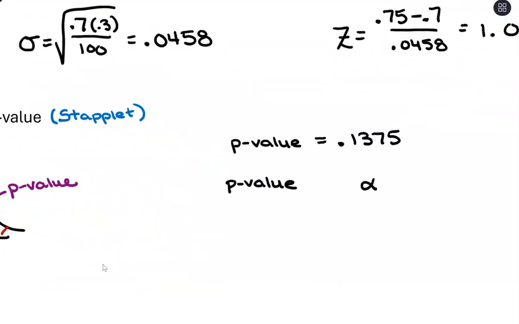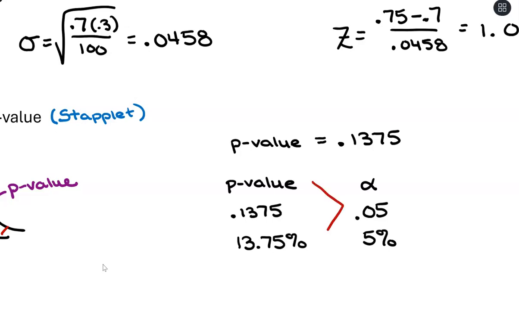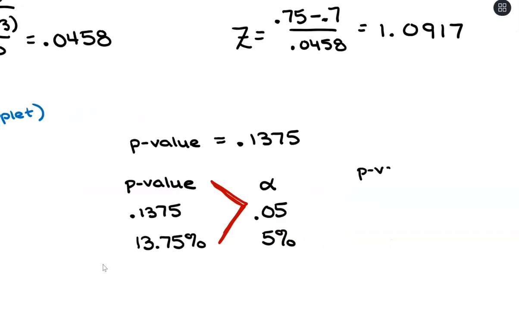So with this, my p-value is 0.1375, and I want to compare it to 0.05. Sometimes comparing decimals can be difficult, so you can always change these into percentage form, because we just want to know which one is larger than the other. If changing it to percentage form helps, absolutely take that step, because it can be easier to see that 13.75 is larger than 5 than just seeing the decimal form. All of this is to say that the p-value is larger than the significance level. So what that tells me is the p-value is not small.